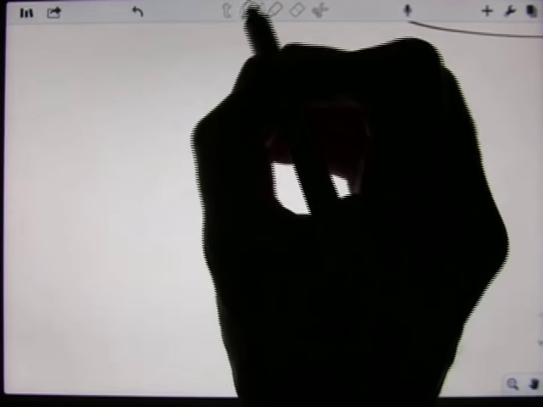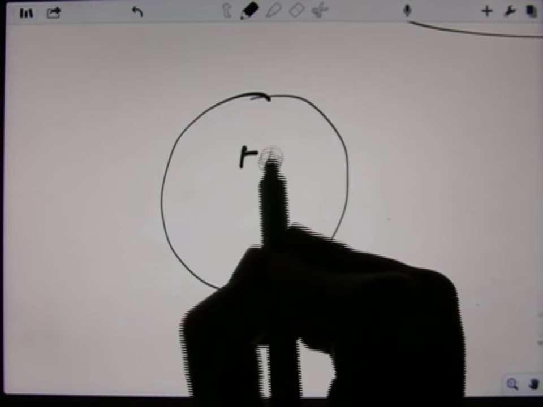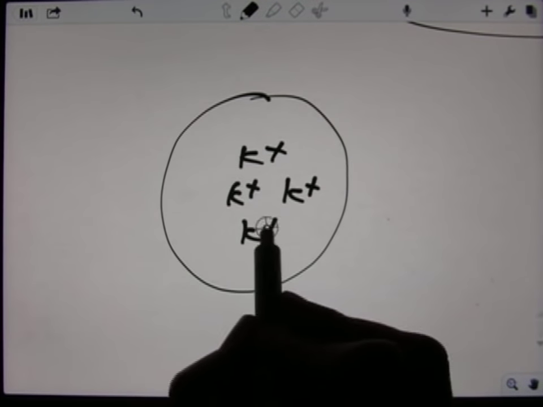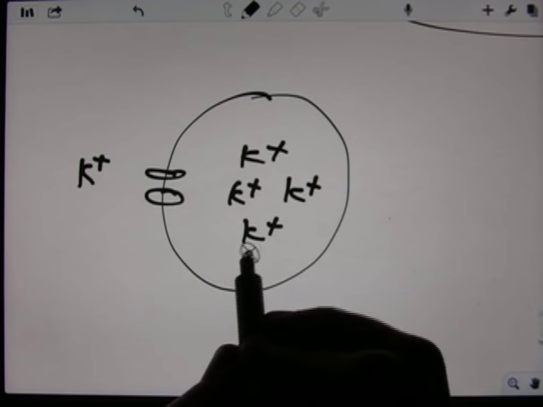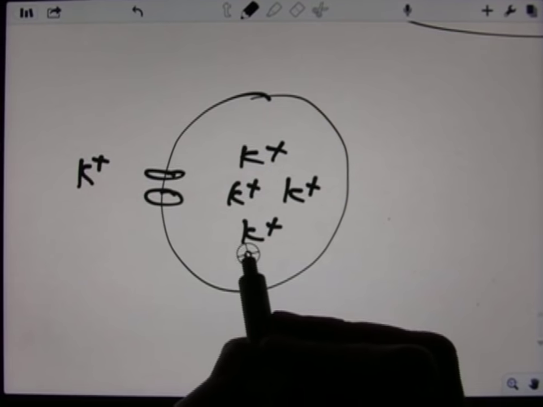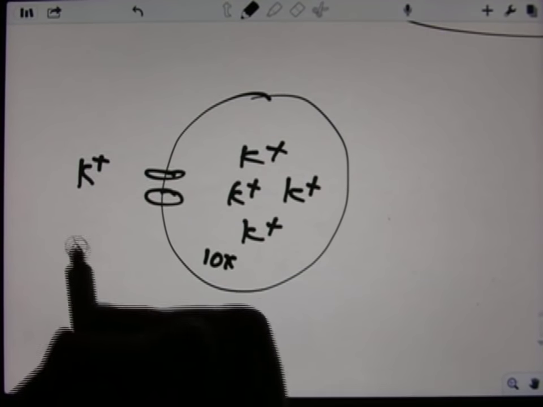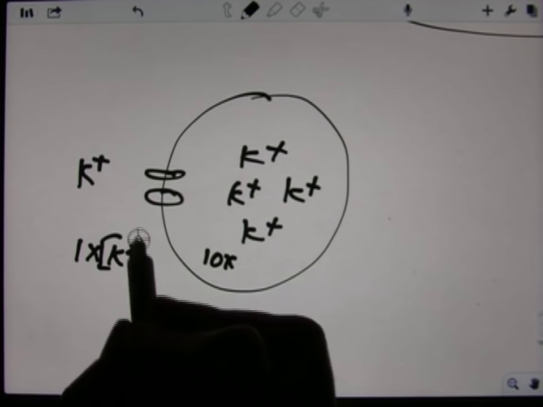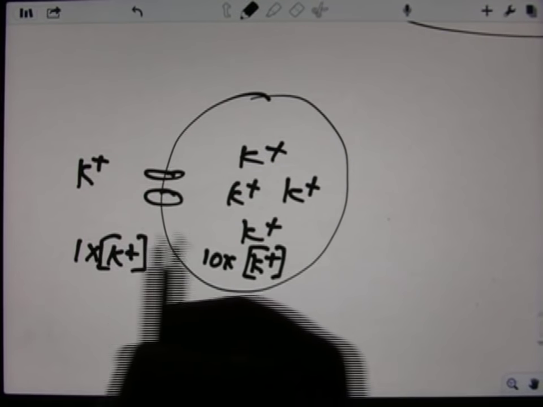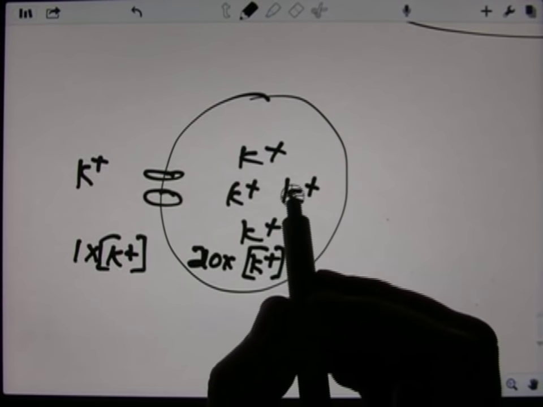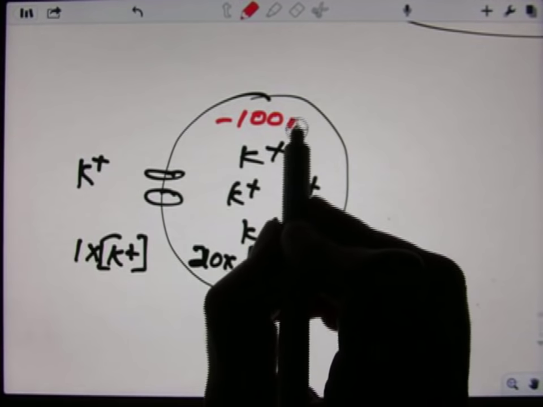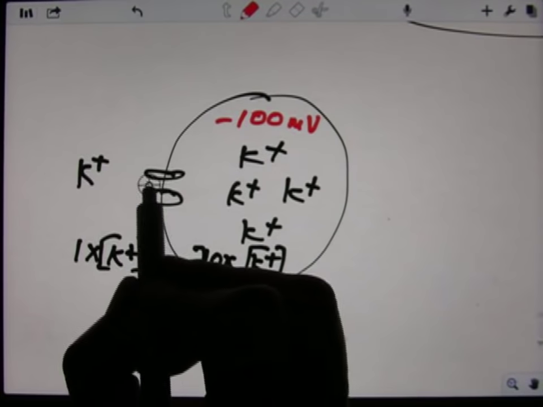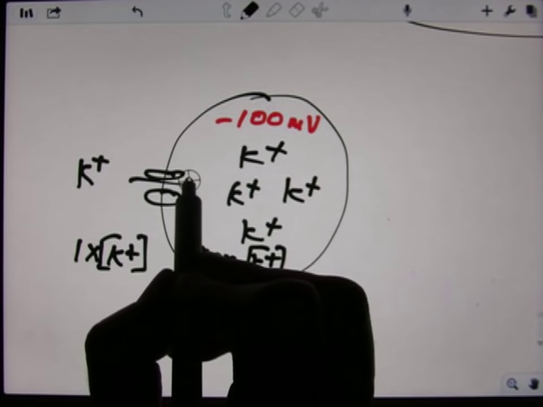So a Donnan equilibrium is a situation in which we have a charge gradient balanced by a concentration gradient. And you can equally think of it as a concentration gradient balanced by a charge gradient. And in a typical cell, the point at which the perfect balance will be for potassium, where there's 10 times the amount inside as outside, closer to 20 times inside as outside, it's balanced when you have a minus 100 millivolt charge on the inside.